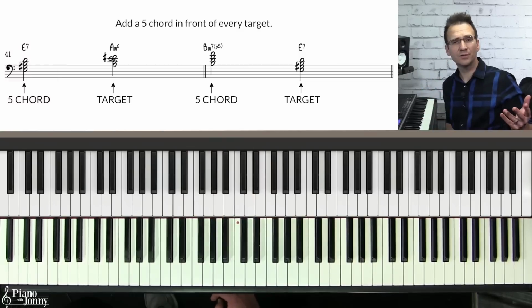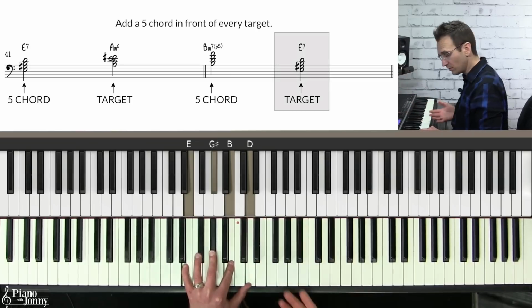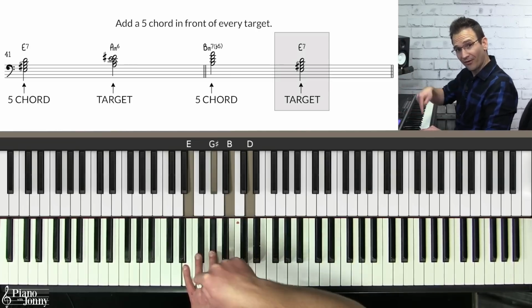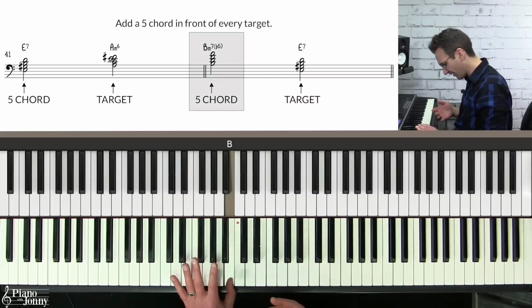And you can also do this with your other chords. Like when you get to the E7 chord in the tune, you could add a 5 chord in front of this chord. So what's the 5 chord of E7? 1, 2, 3, 4, 5, it's a B.